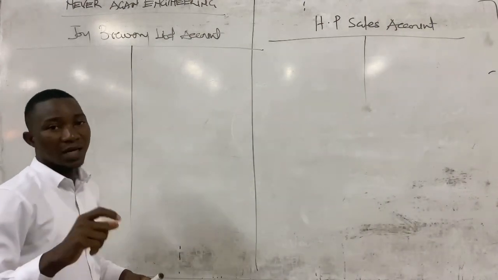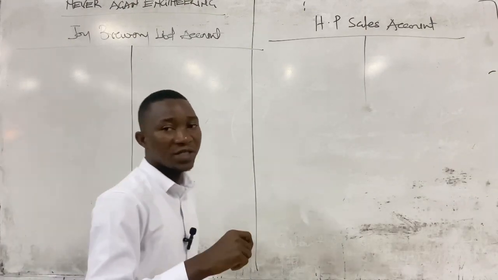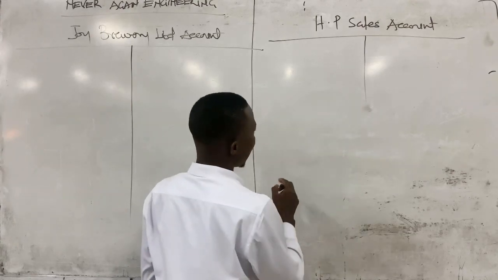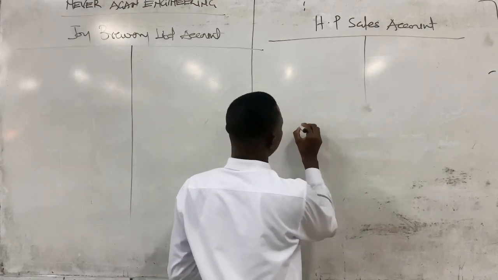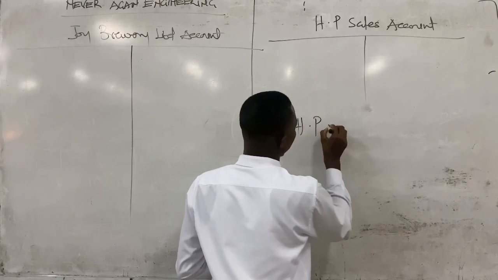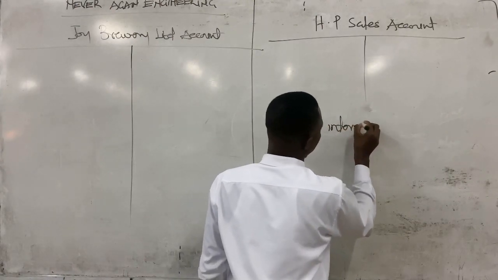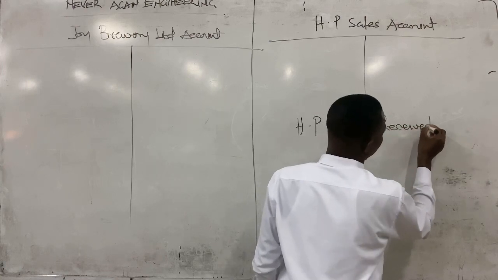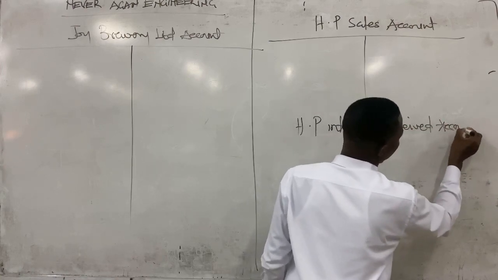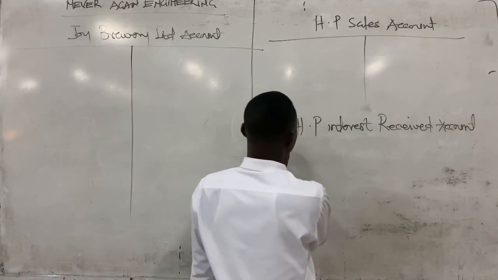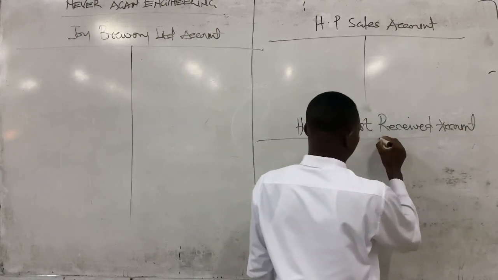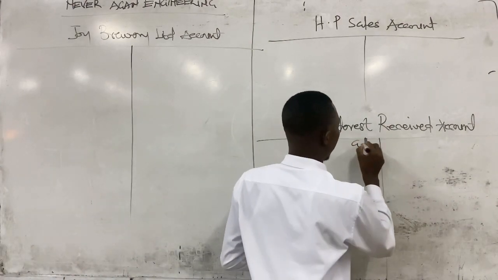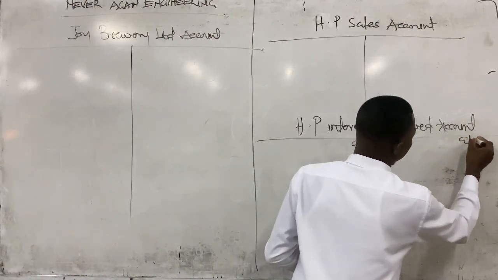After this, the next account we'll be looking at is the hire purchase interest received account. Is this clear? So we also look at the hire purchase interest received account, the HP interest received account. And this hire purchase interest received account is an income account. So I bring my currency signs.